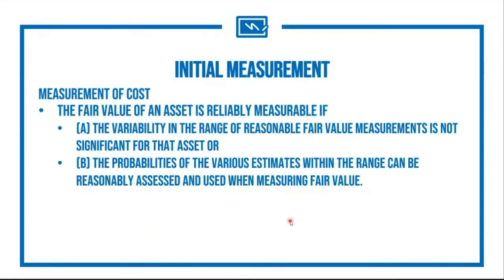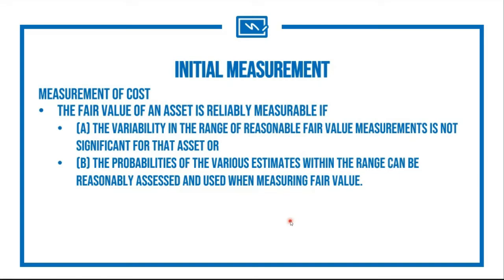Okay, next, still for measurement of cost, the standard also gave us this particular provision. It says there the fair value of an asset is reliably measurable if, letter A, the variability in the range of reasonable fair value measurements is not significant for that asset, or letter B, the probabilities of the various estimates within the range can be reasonably assessed and used when measuring fair value.